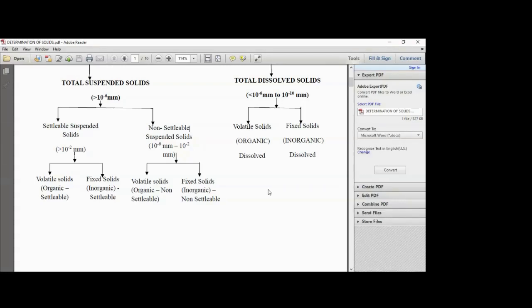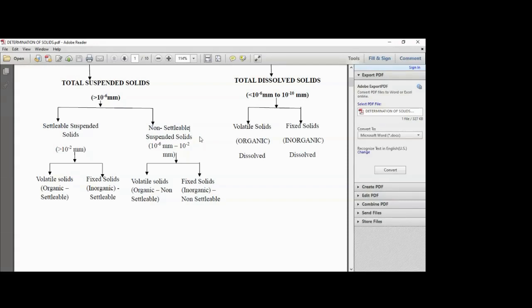Because they have lesser particle size, the gravitational force exerted by them is negligible, and hence they do not settle and they remain in suspension, right? So this is very, very important. Now again, for non-settleable particles, they will be non-settleable because their specific gravity is less than 2.65. Here it is more than 2.65. Here it is less than 2.65. Because of that, they will be remaining in the suspension, right?